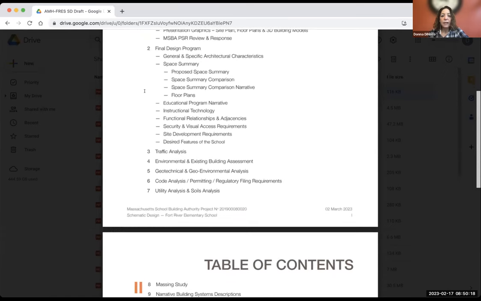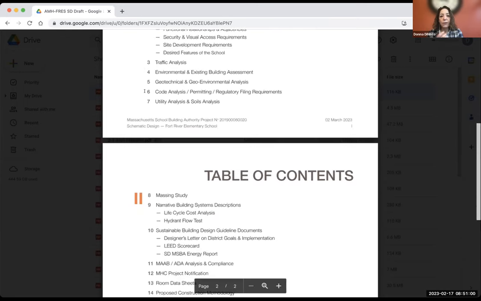The final design program, and you can scratch the word final because it's not final as we've just talked about, but it's general, right? So we talk about the overall architectural characteristics, the space summary, and how that compares to what we've done in the past. The educational program narrative, which is really just a summary of the overall ed program. The intent for instructional technology, the goal for functional relationships and adjacencies, the security and visual access requirements, site development requirements, and then the desired features of the school.